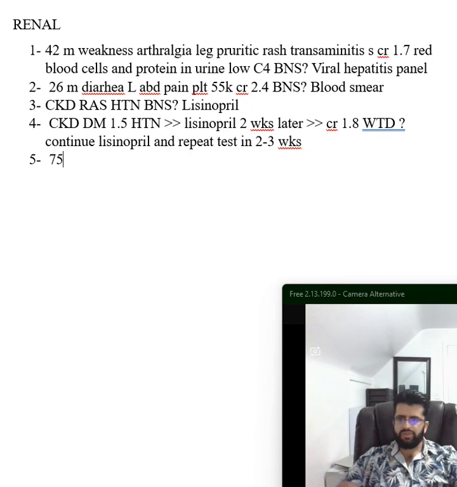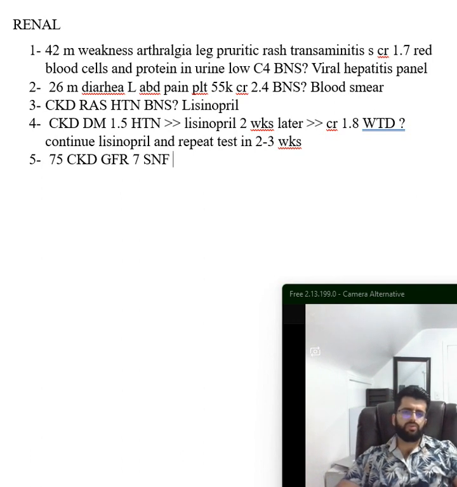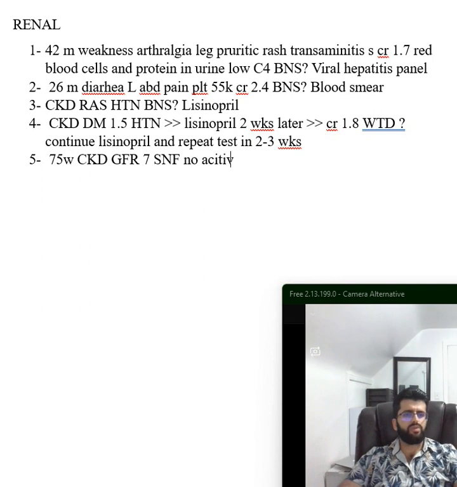Now you have a 75-year-old who comes in with CKD, GFR around 7. It's like end stage renal disease, right? And lives in the nursing home. This lady lives in the nursing home, no activities whatsoever. She's in bed, and they just do all the activities for her.